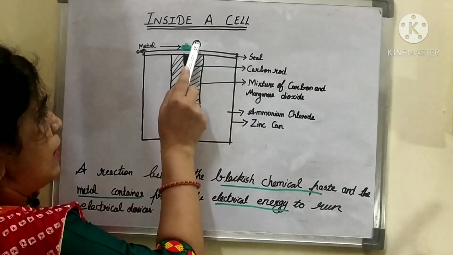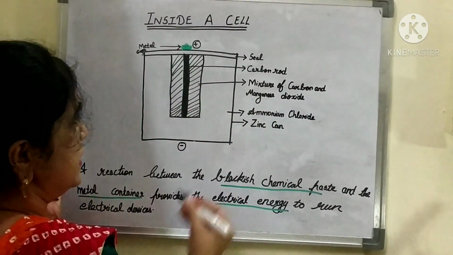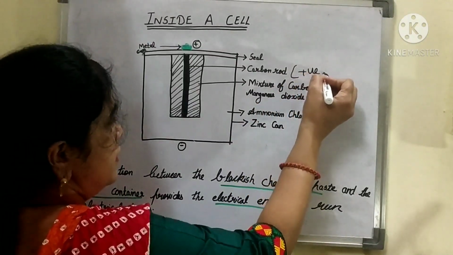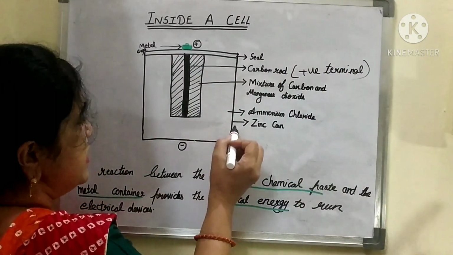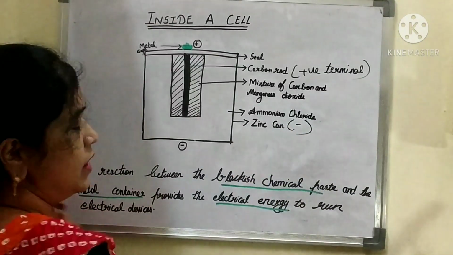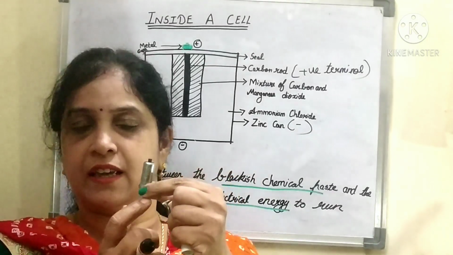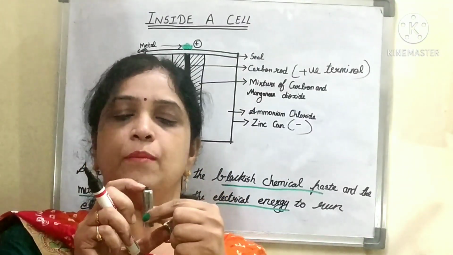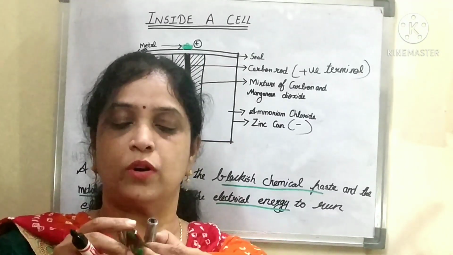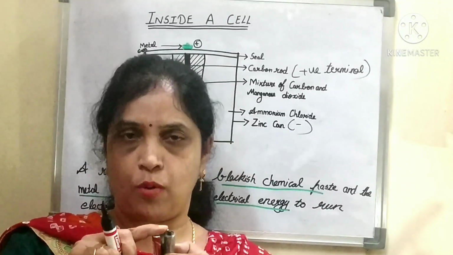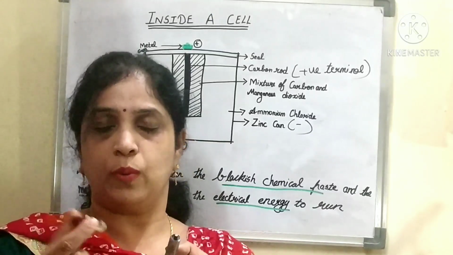The metal cap is connected to a carbon rod, which is the positive terminal of the cell. And the zinc can is the negative terminal of the cell. So this is the zinc can, the negative terminal, and the metal cap is fitted with a carbon rod, the positive terminal. And outside, it is sealed from the top with a metal sheet to prevent leakage.